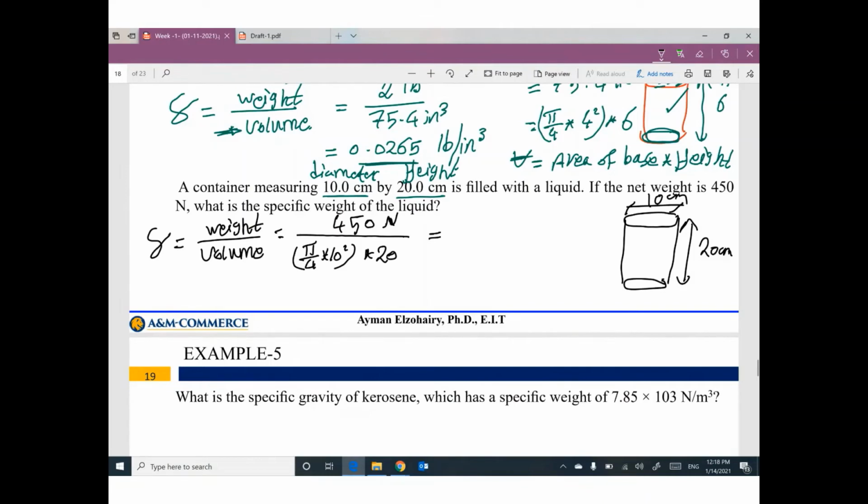This value will be 0.286. What is the unit? This one is in Newton, and this one will be centimeter cube. Your final specific weight will be Newton per cubic centimeter. Okay.